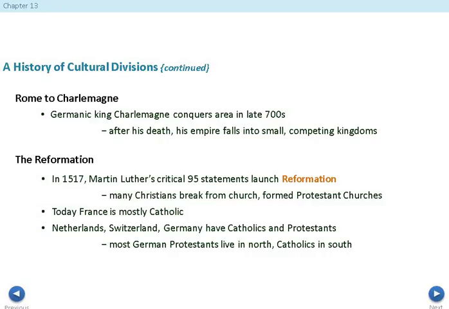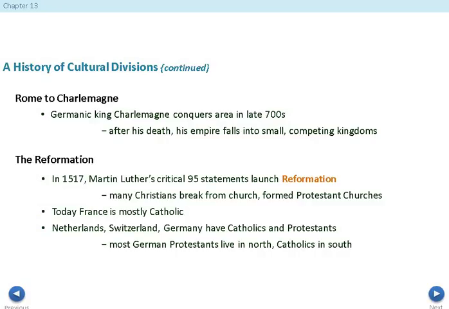Now, today France is going to be mostly Catholic. The Netherlands, Switzerland, and Germany all have Catholics and Protestants, and most German Protestants are going to live in the north, where the Catholics are going to live in the south.